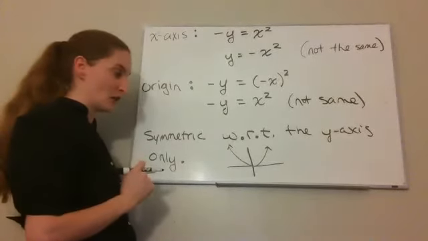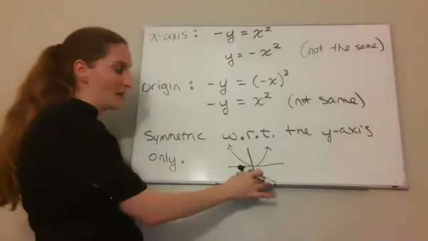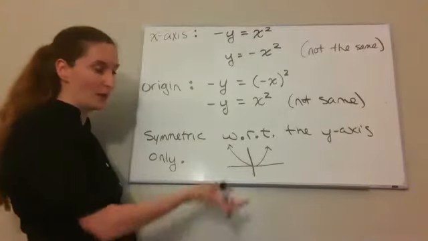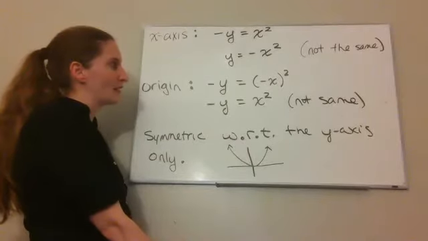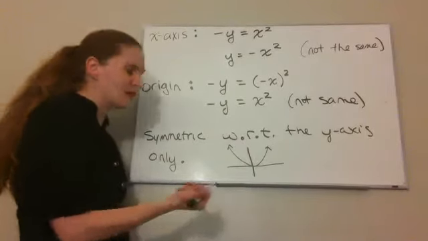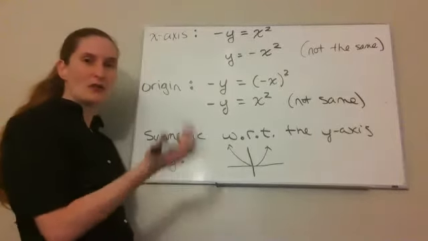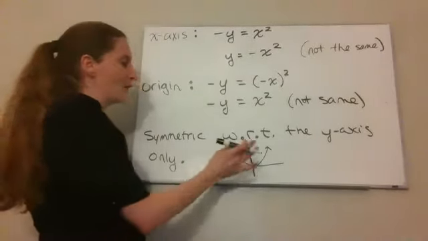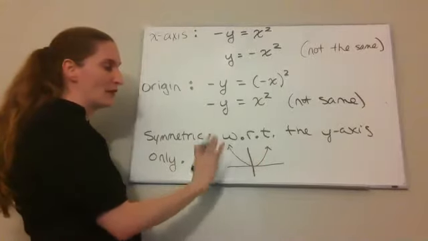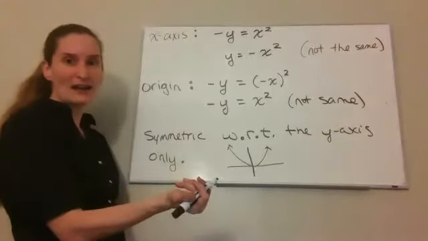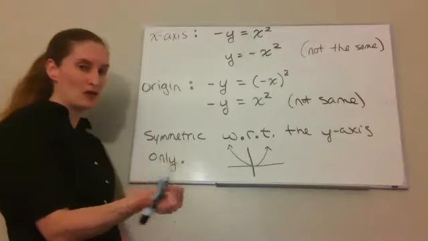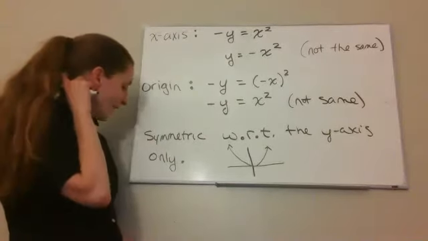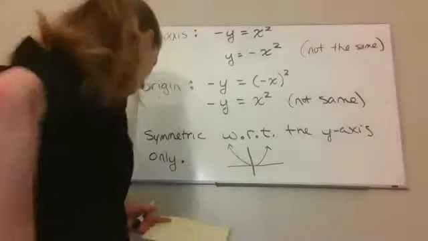It's not symmetric with respect to the x-axis, because I don't have anything below the x-axis, but I have all of this stuff up above. And it's not symmetric with respect to the origin, which was a little bit trickier to notice. It's more of a rotational sort of thing. If you think about taking your graph and flipping it over the x and the y-axis, that's what should happen to symmetry with respect to the origin. This does not satisfy that. Let's do another example.